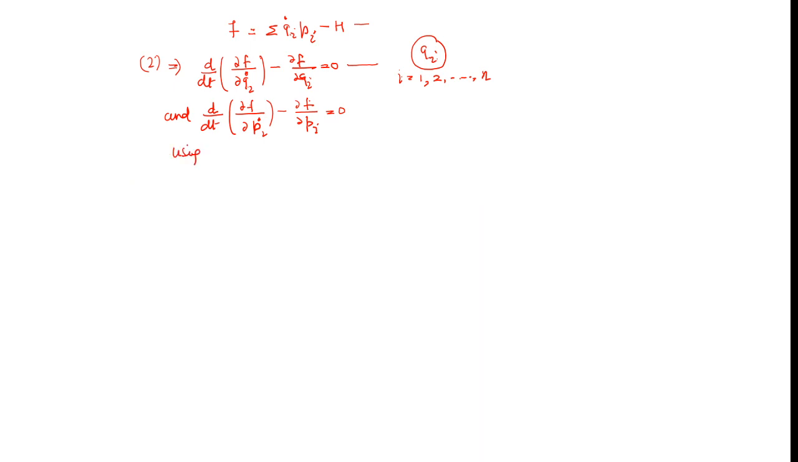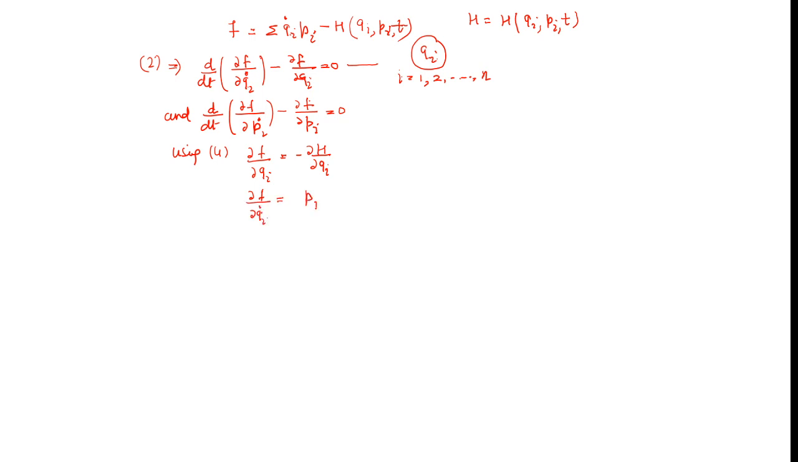Using 4, this is 4. ∂F/∂qi is minus ∂H/∂qi, because here H is a function of qi, pi and time. In fact, I should write it here with H. It is qi, pi and time. Now what is ∂F/∂qi dot?